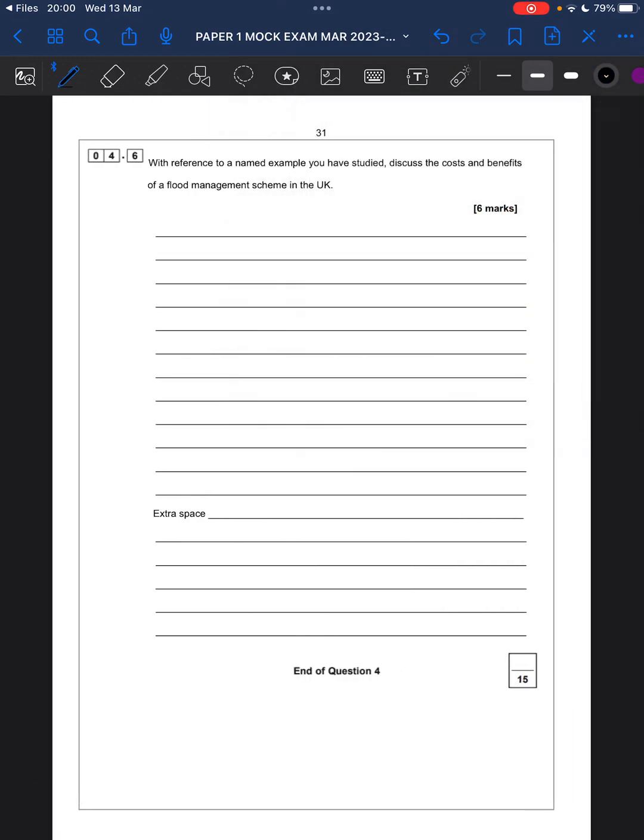Okay, last one, because I won't do glaciers because my year 11s don't do glaciers. Hi year 11, I hope you're okay. So let's have a look. Named example discusses back costs and benefits of a flood management scheme in the UK. So remember, in-depth explain. ECS times 2. This is not a formation. This is ECS times 2.